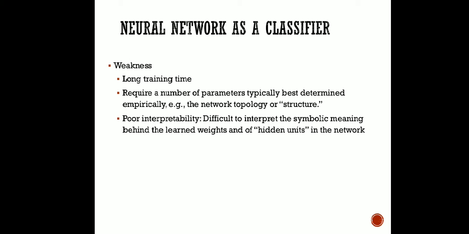The second weakness is that it requires a number of parameters, typically best determined empirically, such as the network topology or structure. Whenever we learn this technique in detail, you will see that we develop a network topology. In the network topology you will see the concept of three different layers, and from the input layers we are going to combine them. There is no defined rule for that; according to our need we have to map them.